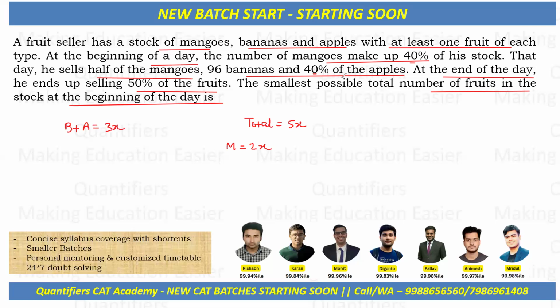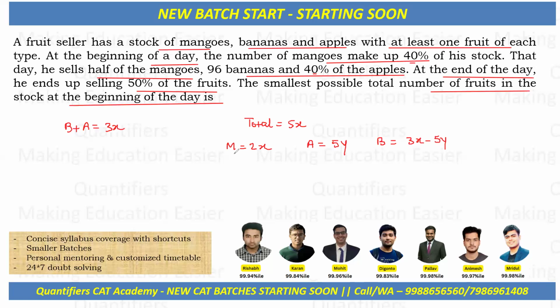Further it is given he sold 40% of the apples. अब देखें जो apples उसने sell करे हैं वो भी 2/5 है. So I am assuming number of apples to be a multiple of 5. So I'll assume it to be 5y. We know that bananas plus apples is equal to 3x. So यहाँ से bananas की value आ जाएगी which will be 3x minus 5y.